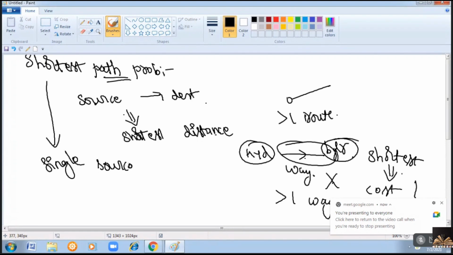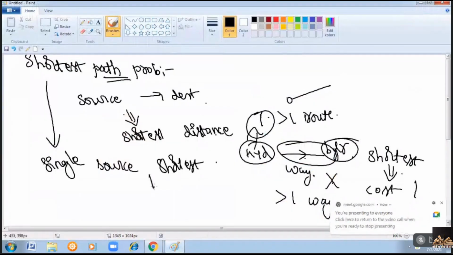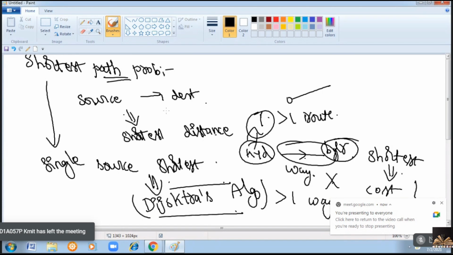Single source shortest path. Why? Because there exists a single source. The source is one. And the algorithm used for the single source shortest path is Dijkstra's algorithm. This is the algorithm used to find the shortest path from source to the destination. Now we will discuss this single source shortest path with an example. Then you will understand it clearly. Let me give you one graph.